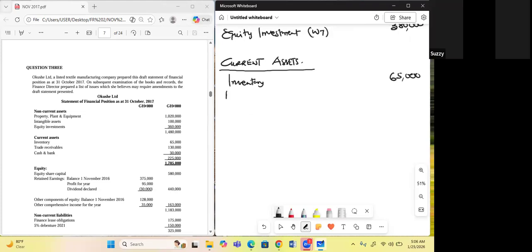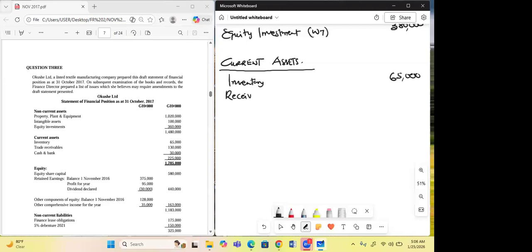What about receivables? Yes, we did the adjustment. Working about what? 5. And the receivables became what? 169,000. 169,000, right? Yes, sir. Then cash and bank. Did you do any adjustment on cash and bank? No. So what is it? The same, 30,000. So this will give me my total assets.